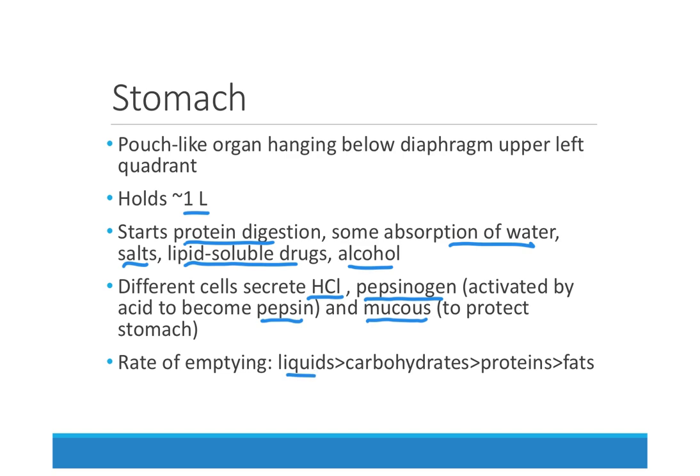Things move out of the stomach at different speeds. Liquids go through the stomach the fastest, followed by carbohydrates, then proteins, and finally fats. Fats can stick around in your stomach for 3 to 6 hours. They're the last ones to go.